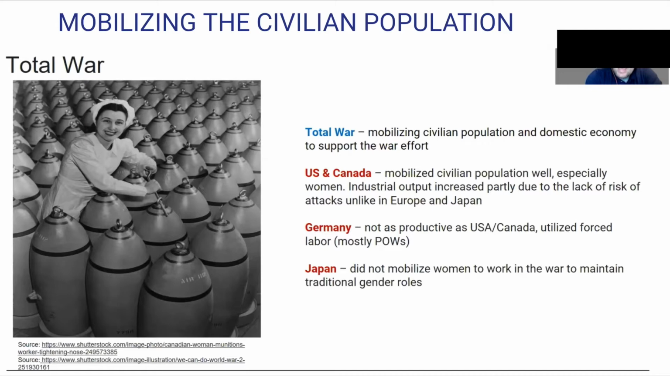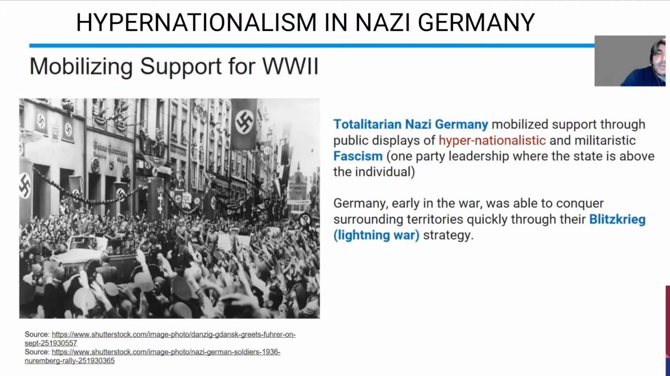Okay, Germany was not as productive as US and Canada. They utilized forced labor, mostly prisoners of war, and also Jewish people in the concentration camps, okay? And Japan did not mobilize women to work in the war to maintain traditional gender roles. Those were solidified and static within Japan. It was very, very important to them.